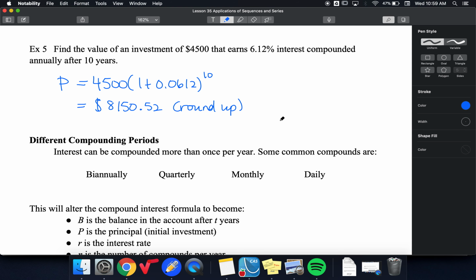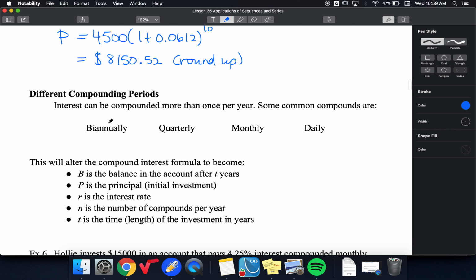All right, different compounding periods. Biannually means that we're compounding twice per year. Quarterly is 4 times a year. Monthly is 12 times per year. And daily, we're going to use as 365 times per year.